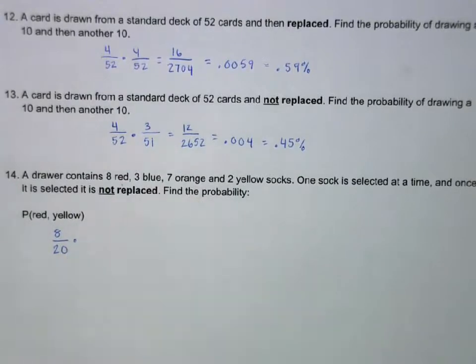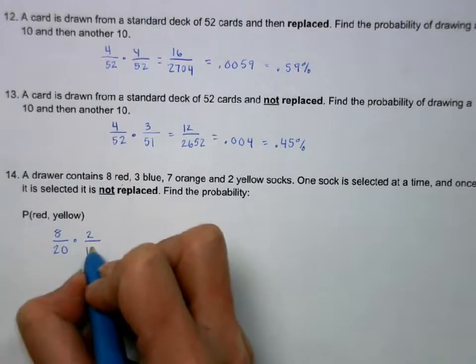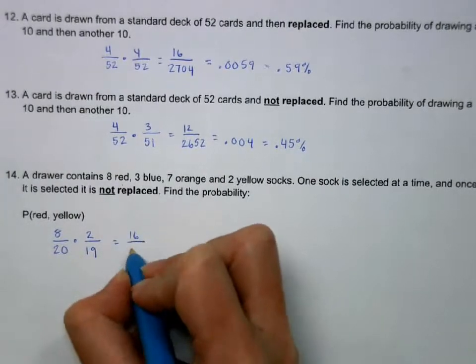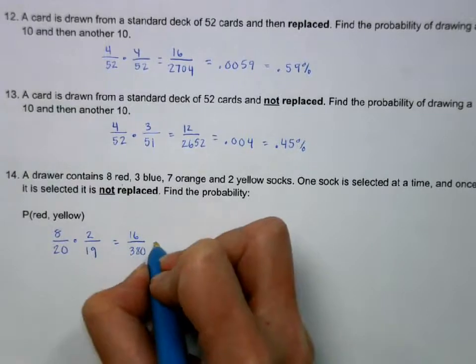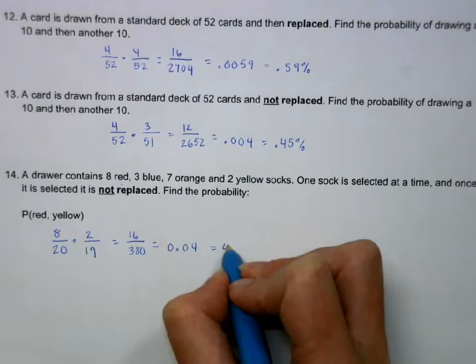So there are 2 yellow socks, but now there's only 19 socks in our drawer. So we get 16 over 380. As a decimal it is 0.04. As a percentage, 4.2%.